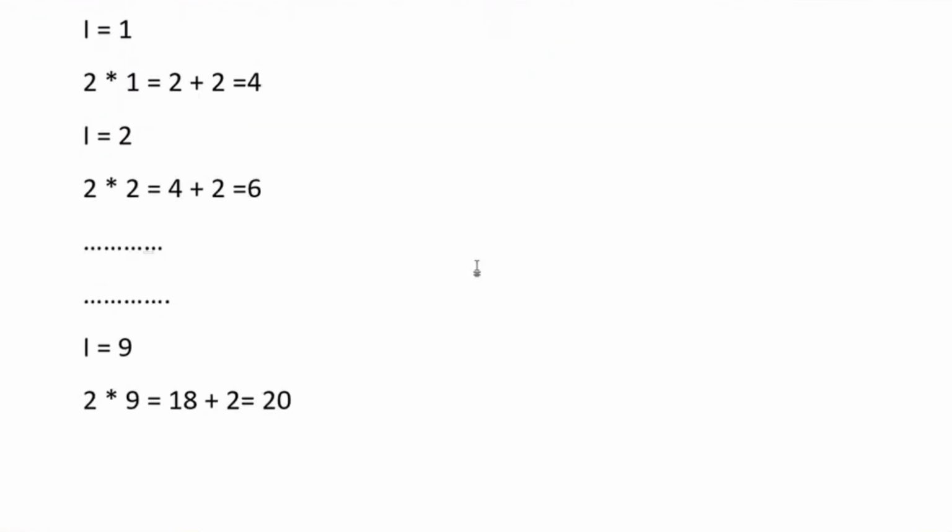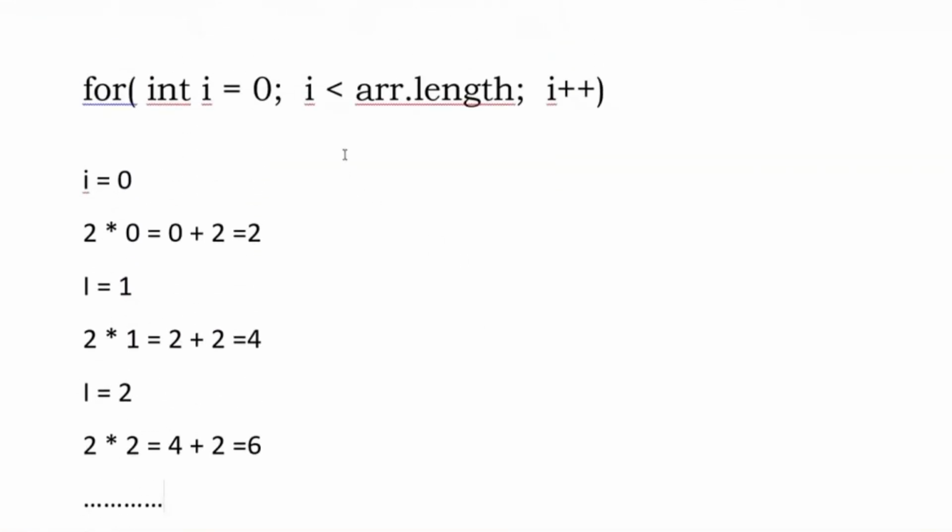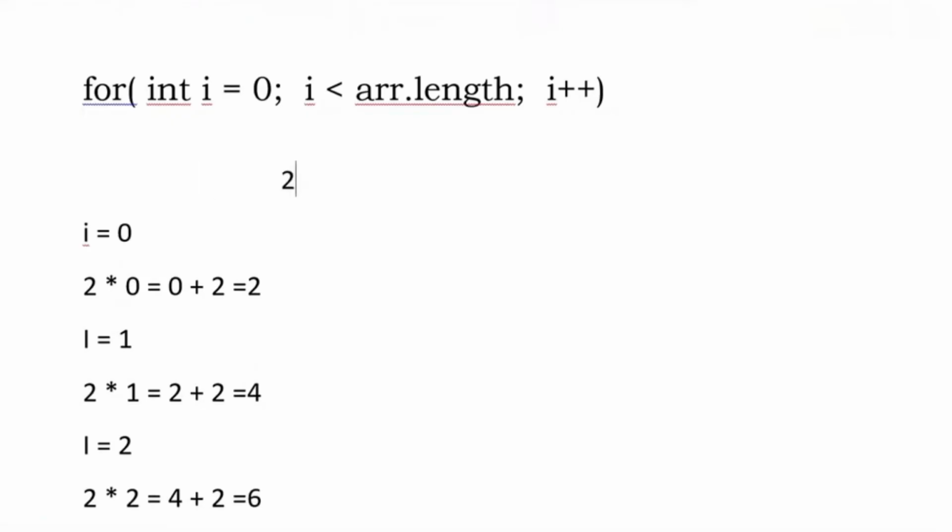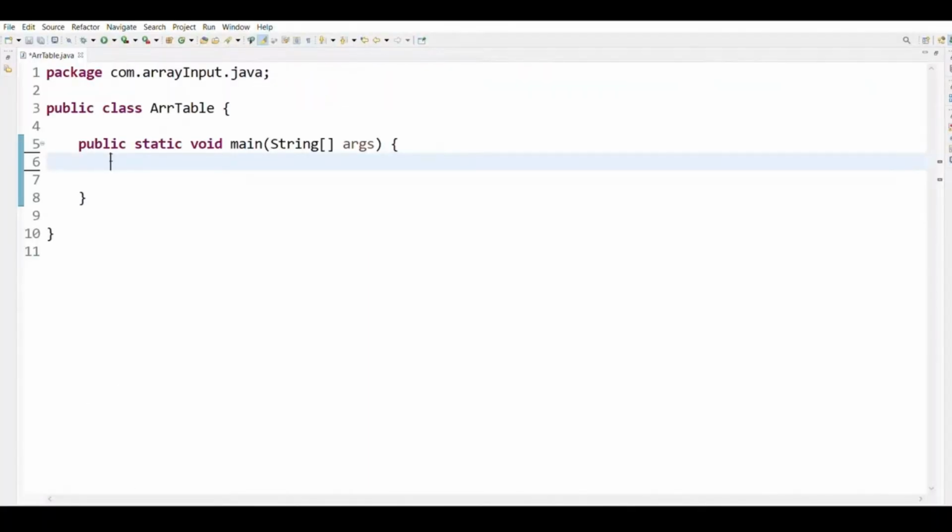So what is our logic? Our logic in the for loop, we are going to write 2 plus 2 multiply i, that we are going to use in our program. Now we are going to implement our program in Eclipse IDE.